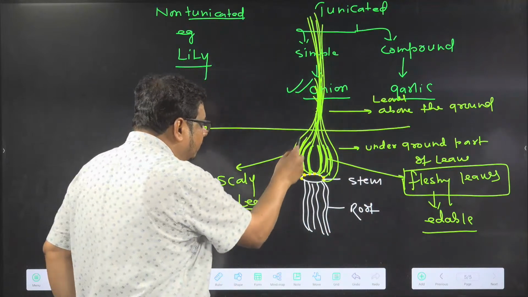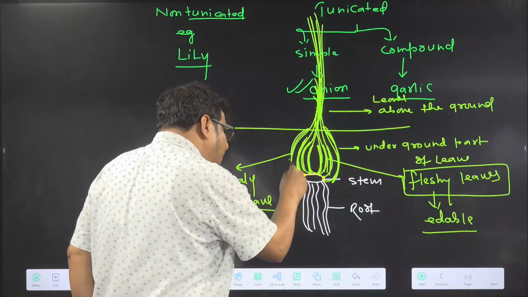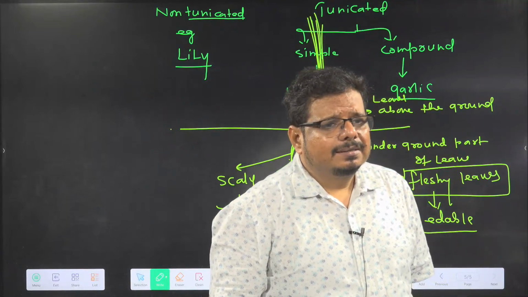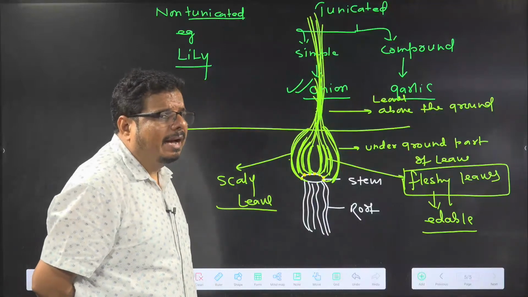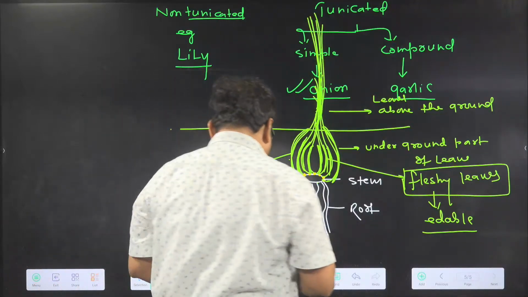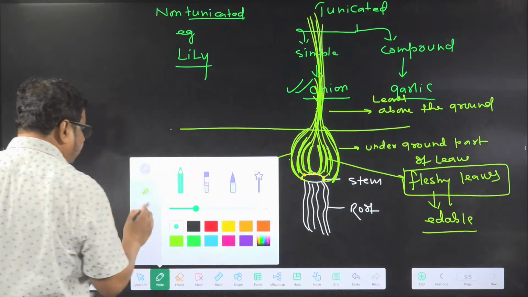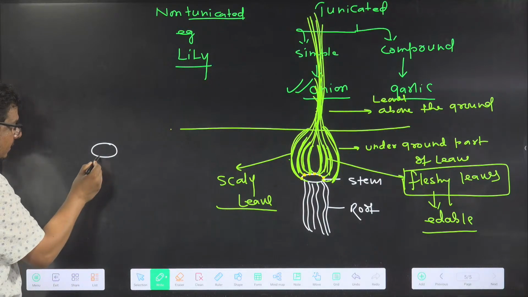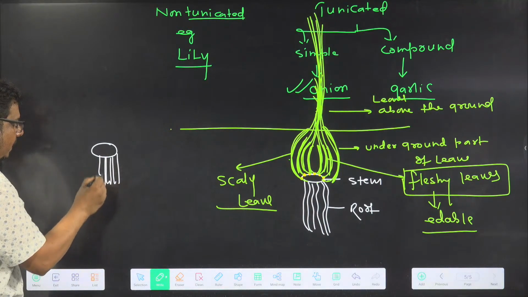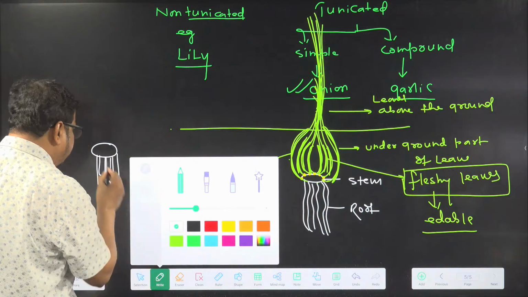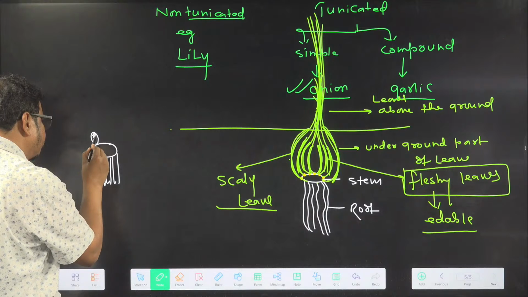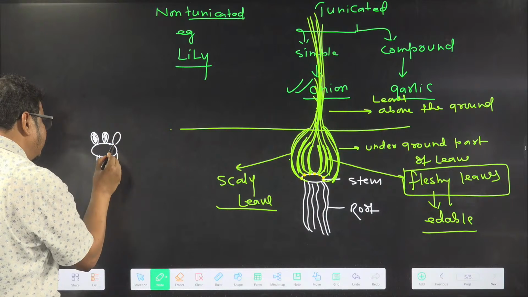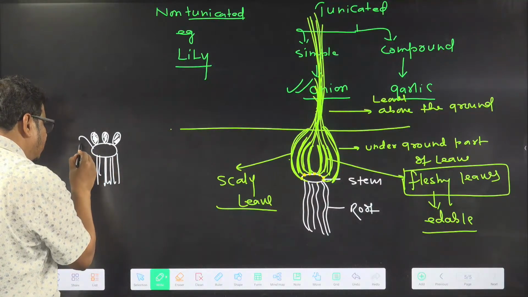So it has a cover, hence we are calling it what? Tunicated. The outer cover is there. Understanding the idea or not? Now I am going to tell you more about garlic. Garlic is compound tunicated. Look here, I am drawing garlic. This is the stem of the garlic. This is the root of the garlic. And on this stem, buds are formed, which are called cloves. What you are eating and using in making curry and all, these are the cloves.